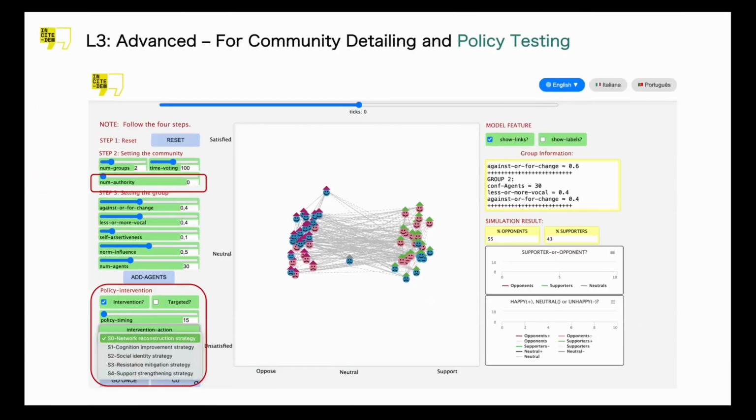And also we have level 3. This is a more advanced model, and we integrate more features and more functions in this level. As you can see, the main difference from previous versions is that we integrate a number of authority. From the left side of the interface, you can see we integrate a number of authority, and also a section called policy intervention. From this policy intervention, you can create basically 30 combinations of different policy scenarios, just as I stated.